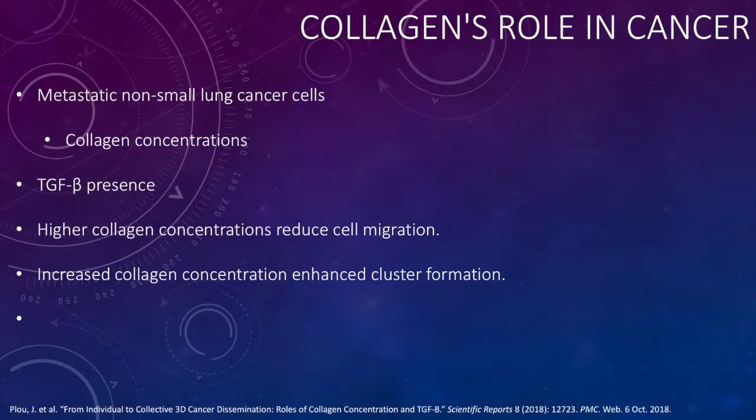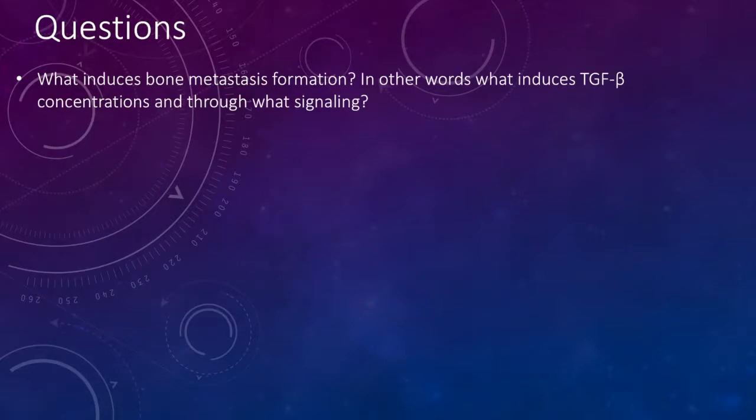And in this paper, they highlighted also how TGF-β inhibition reduced the formation of bone metastasis, and how TGF-β seemed to have a relation to the activation and progression of disseminated tumors. So now I ask you, what induces bone metastasis formation? In other words, what induces TGF-β concentrations and through what signaling?